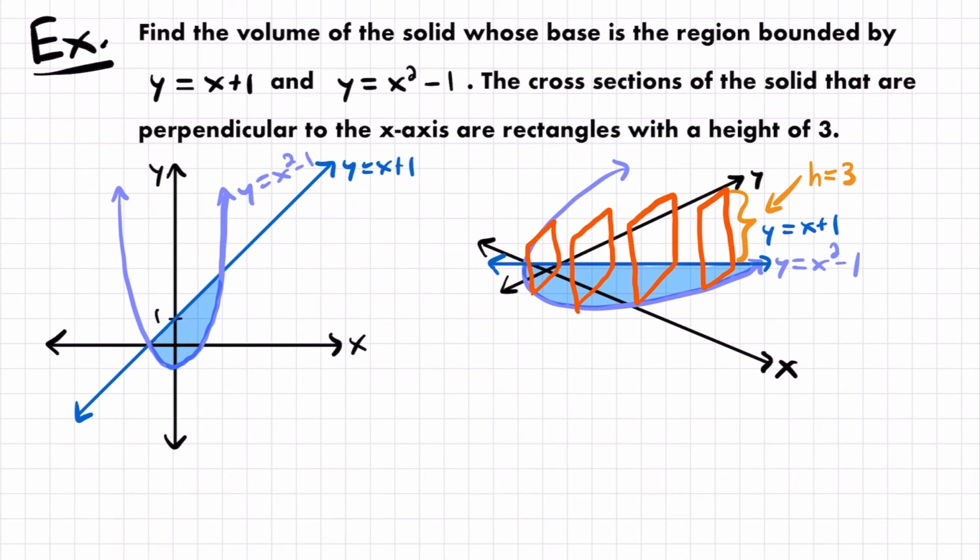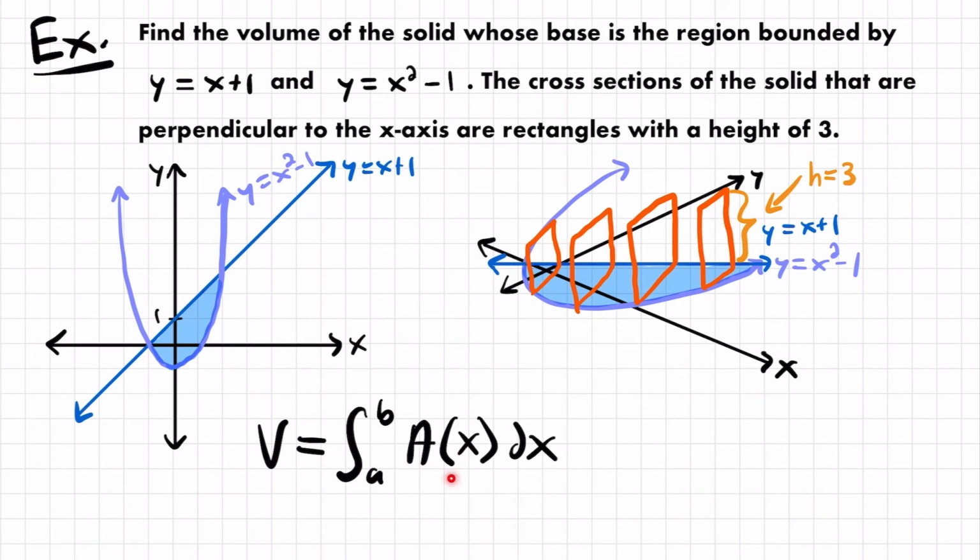And so if we're going to determine the volume of this solid, we're going to be working in terms of x because our cross sections are perpendicular to the x-axis. And so we will be using the formula that the volume is equal to the definite integral from a to b, where a and b are values of x, of the cross-sectional area in terms of x times dx.